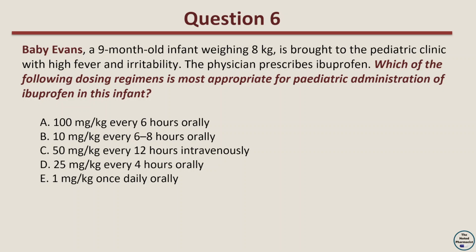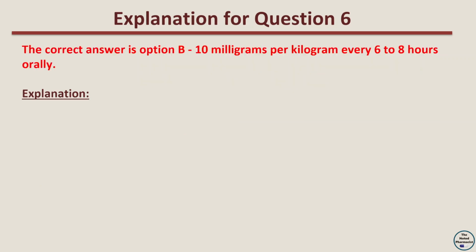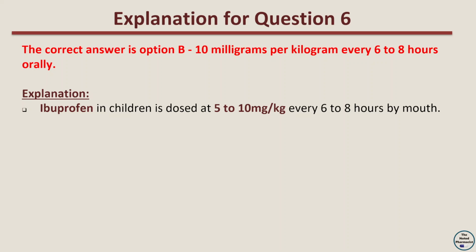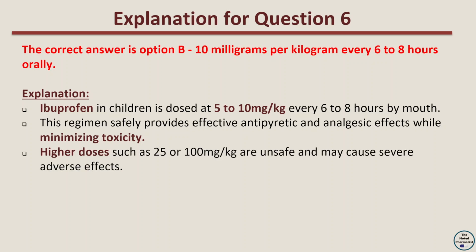The correct answer is option B, 10 mg per kilogram every 6 to 8 hours orally. The explanation is that ibuprofen in children is dosed at 5 to 10 mg per kilogram every 6 to 8 hours by mouth. This regimen safely provides effective antipyretic and analgesic effects while minimizing toxicity. Higher doses such as 25 or 100 mg per kilogram are unsafe and may cause severe adverse effects. Very low doses, like 1 mg per kilogram daily, are ineffective.